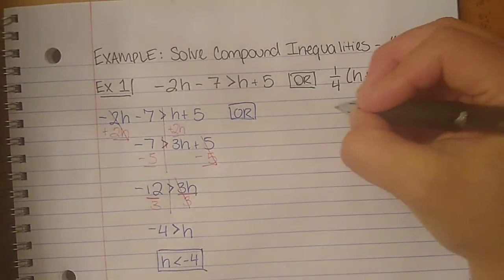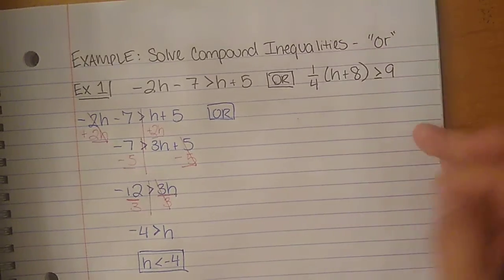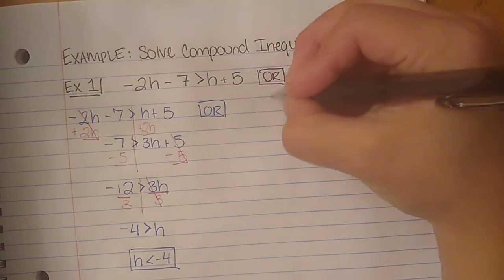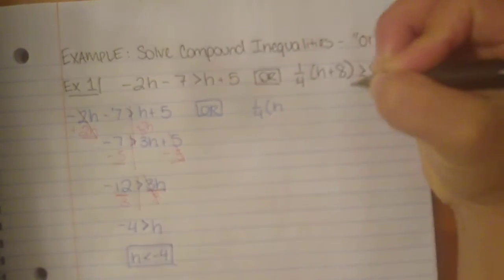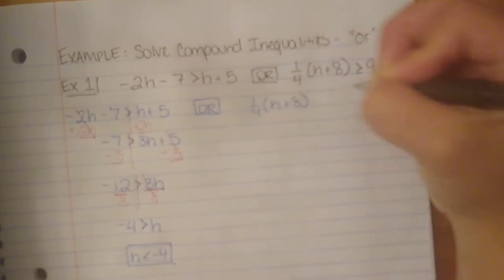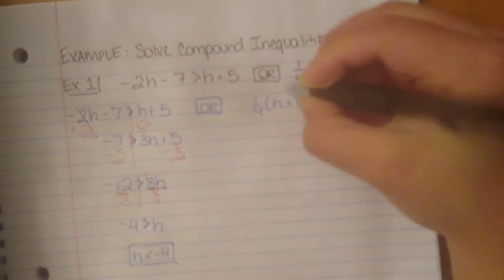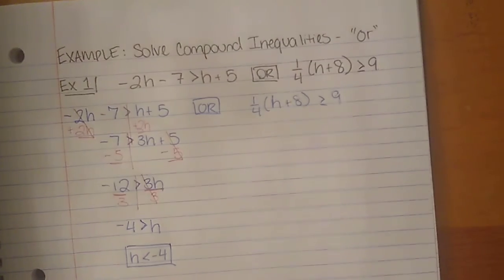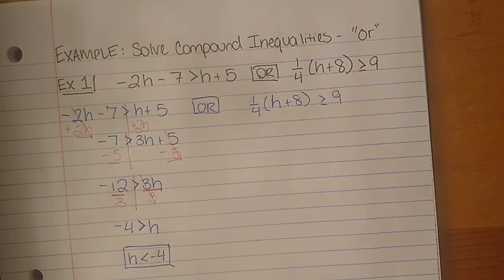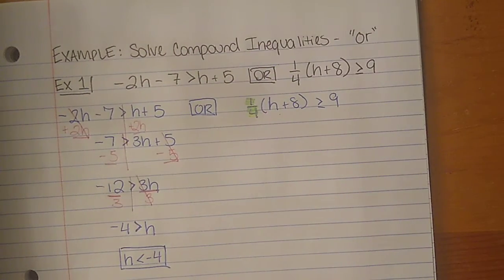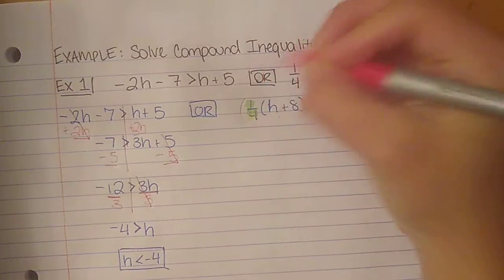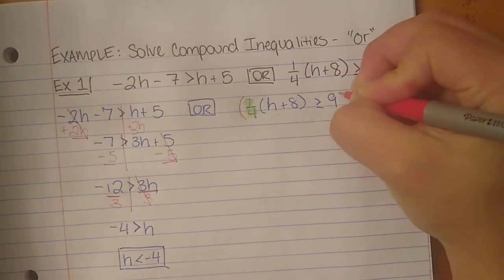So now I'm dealing with my other inequality, which is 1/4 times h plus 8 is greater than or equal to 9. Now, the scary part of this is we see a fraction. But that is easy enough to deal with if we remember that fractions are division. So 1/4 is indicating that we are applying a division by 4 here. So how do I reverse division by 4? I multiply everything by 4.